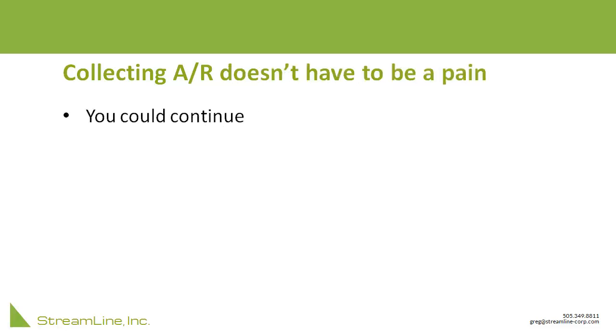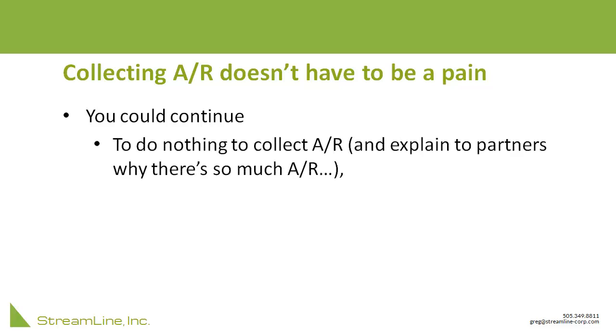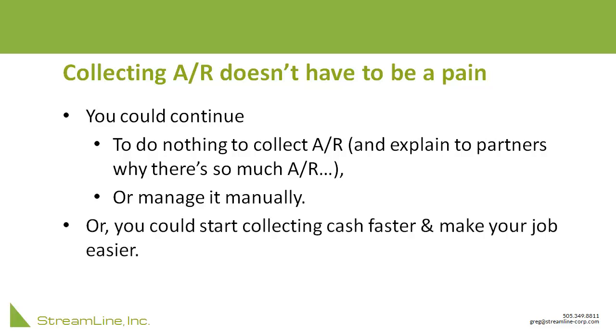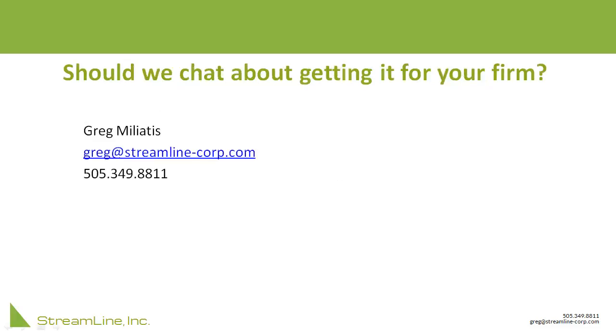So it doesn't have to be a pain, but of course, you've always got the option. You could continue to essentially do nothing to collect AR and then keep explaining to the partners when they ask why there's so much AR. Or you could try to manage it manually and all the steps that I mentioned in the beginning of the video, which generally, because it's so cumbersome, you're just not going to do it. Or you could start collecting cash faster and make your day-to-day job easier with it.